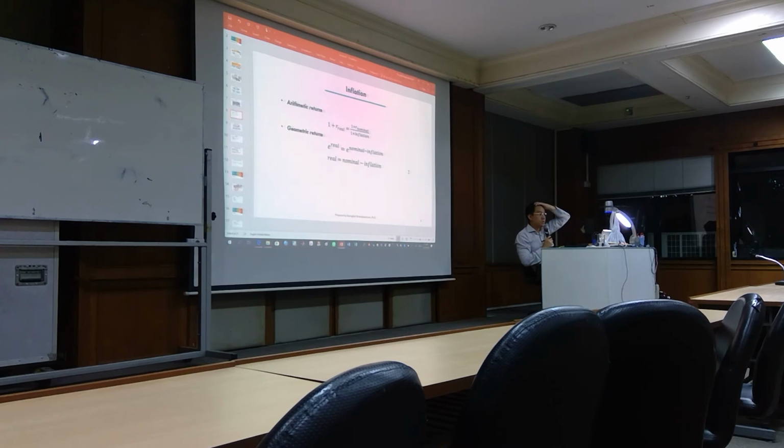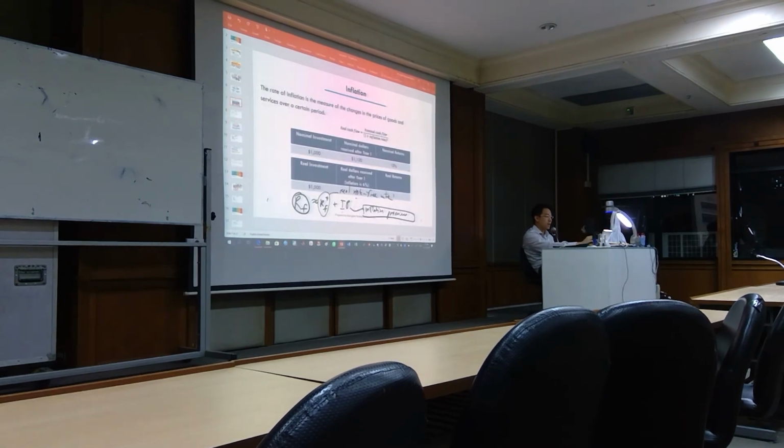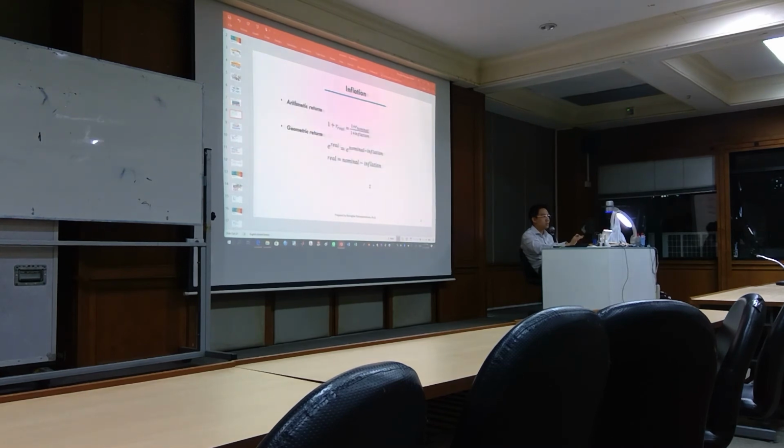But if you use the geometric rate of return, then it's quite easy because you will just have the nominal term minus the inflation rate. But if you have the arithmetic rate of return, the real return will be 1 plus R nominal divided by 1 plus inflation. It just comes from what I wrote in the previous slide, so I don't think I need to derive the equation, and I don't think you need to memorize it.